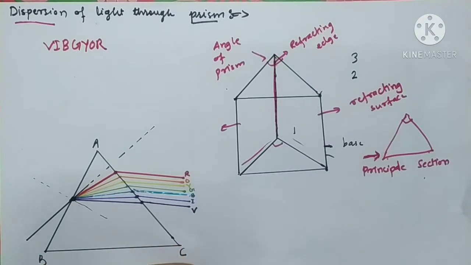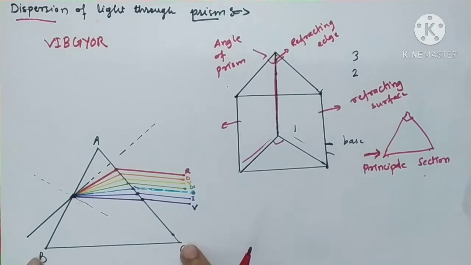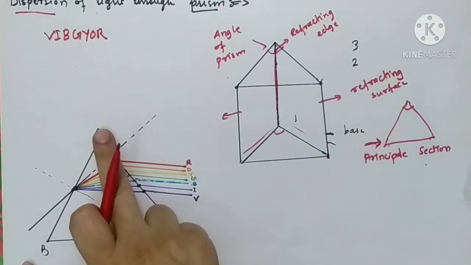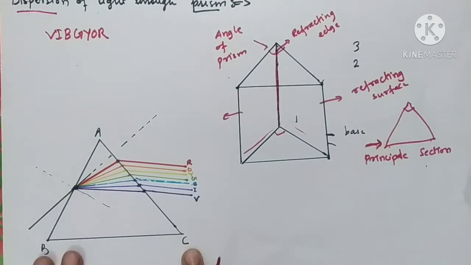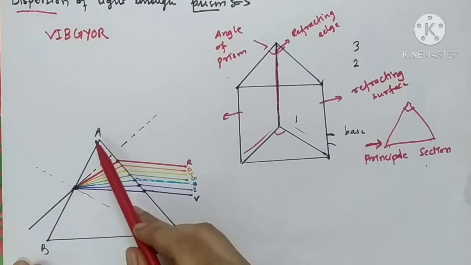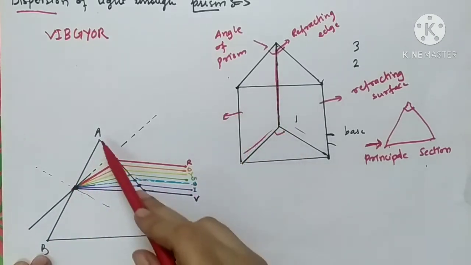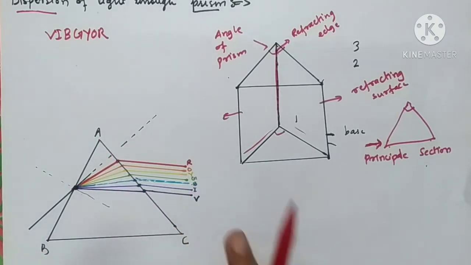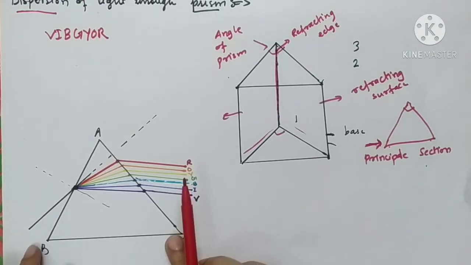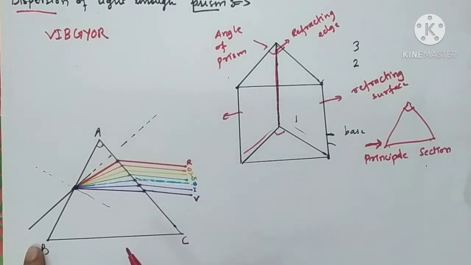So when we take a white light and pass it through a prism, here we have taken a principal section of a prism. See the principal section A, B and C. These are the 3 vertices of a prism. Here you have to understand that this surface AB is not a line, it is actually the entire surface. AB and AC are now acting as 2 refracting surfaces of a prism, while the surface BC is forming the base of a prism, and this angle A is the angle of prism.